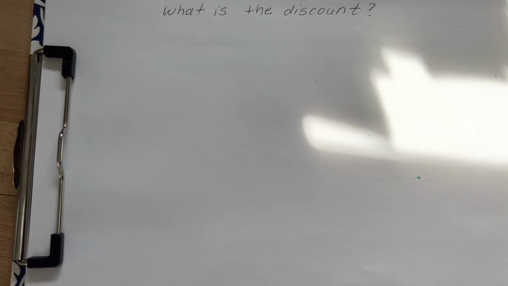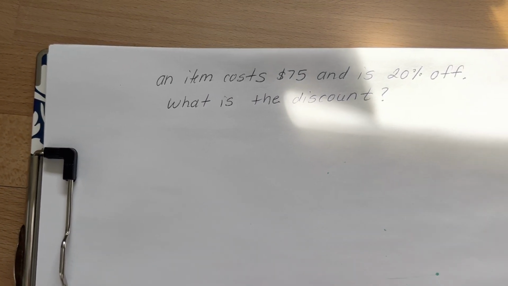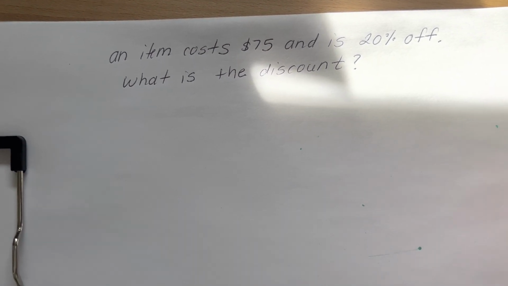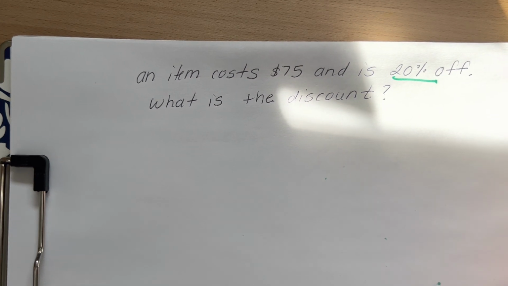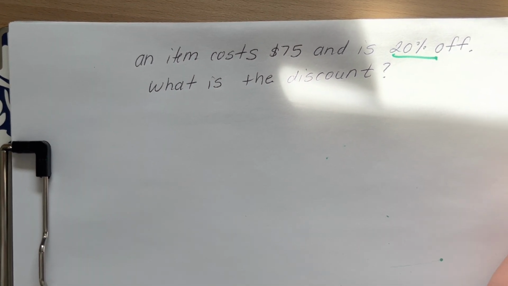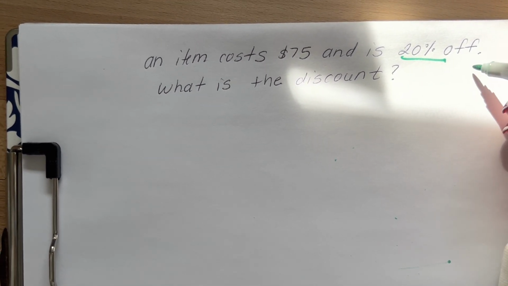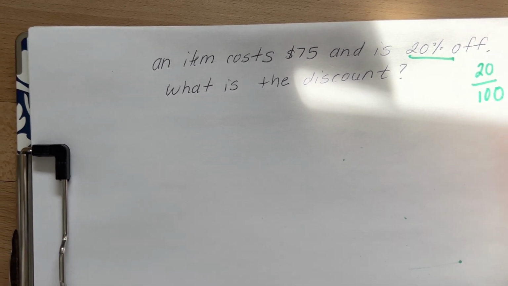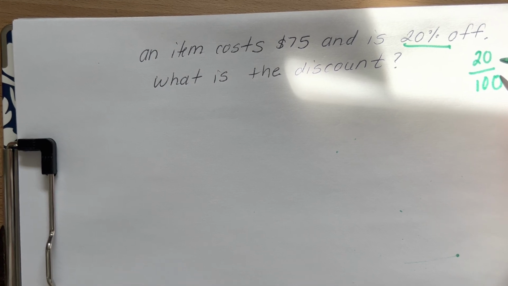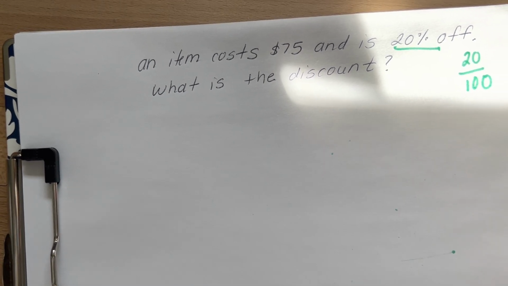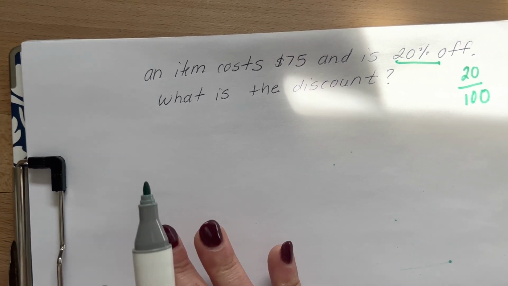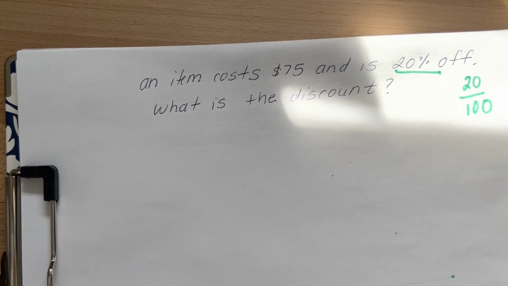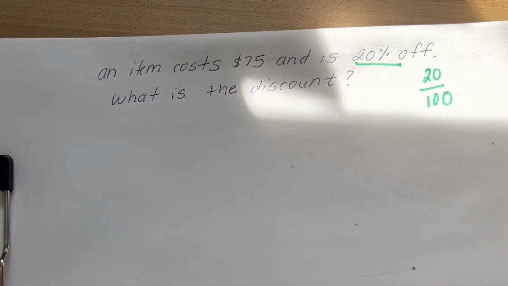Our last example we're going to look at has to do with percentages. And whenever you have a problem with percentages, you can right away create a ratio with the percent, because percent is always out of 100. So this 20% can be written as a ratio of 20 over 100. So back to our word problem here, we have an item costs $75 and is 20% off. What is the discount?